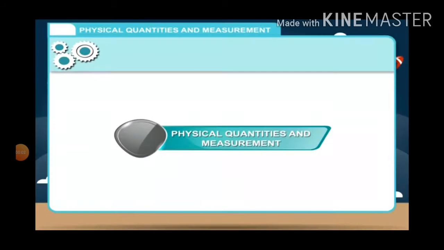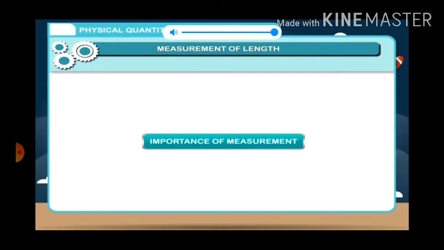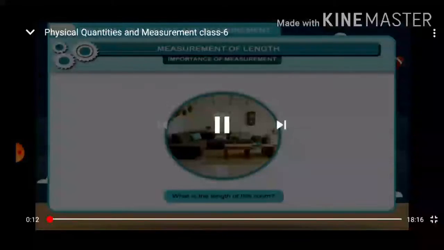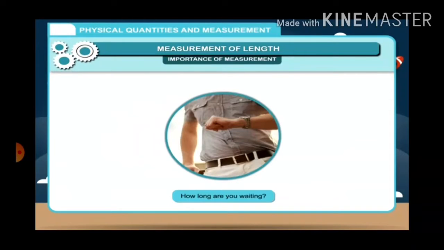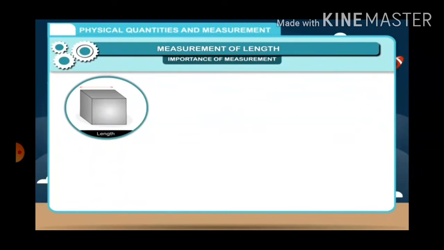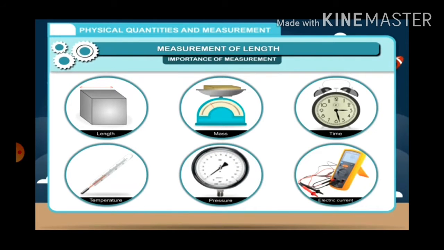Physical quantities and measurement. Measurement of length. Importance of measurement. We often ask very common questions like, what is the length of this room? How long are you waiting? What is your age? Study of physics is based on measurement. In physics, we usually learn how to measure quantities that are involved in it. Among these quantities, some are length, mass, time, temperature, pressure, and electric current.